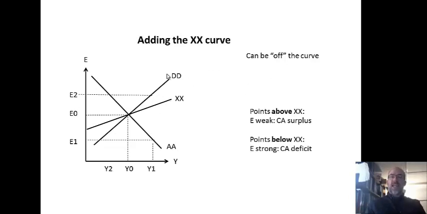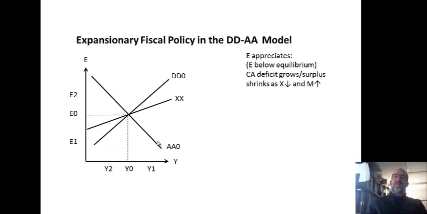If you are above the XX curve, the exchange rate is weak. And we've just seen that weak exchange rates mean the current account gets bigger. A surplus could grow. I call it a surplus here because we just say CA grows or it's bigger than it was. Down here, the exchange rate is strong. It could be a bigger deficit, but it doesn't always have to be. It could just be smaller than it was. So let's look at some policy.